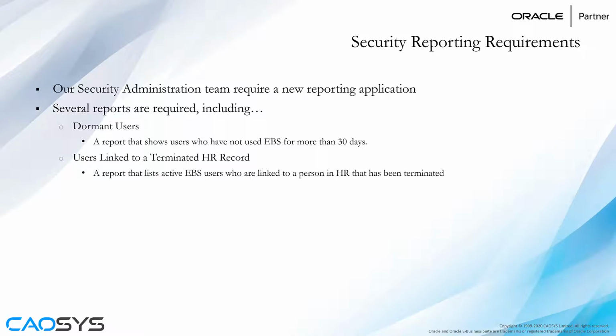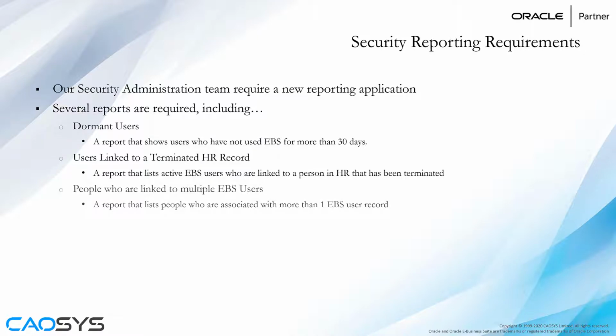Next, we've got a report that shows users linked to a terminated HR record. It's quite common to have active EBS users that are in fact linked to a HR record for a person that is no longer with the company. Again, these kind of users should really be reviewed and end dated if appropriate.